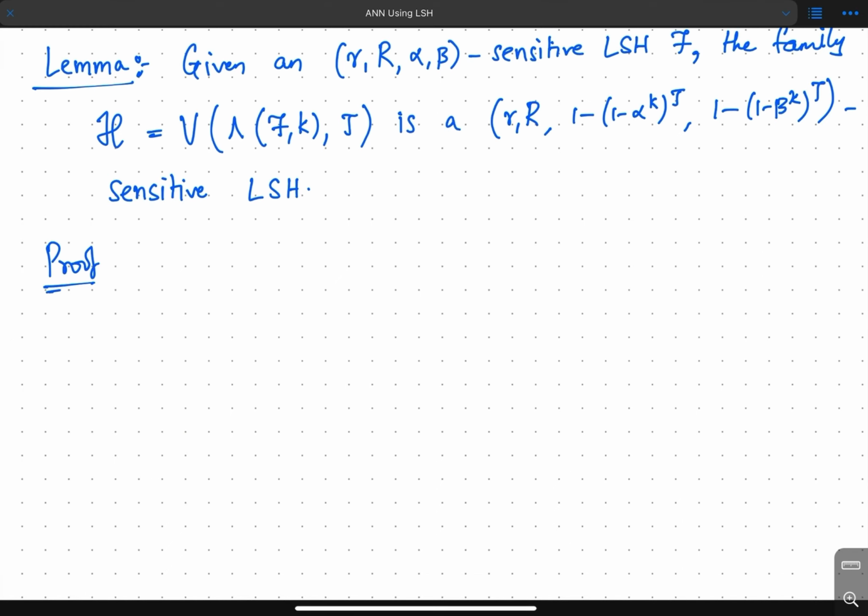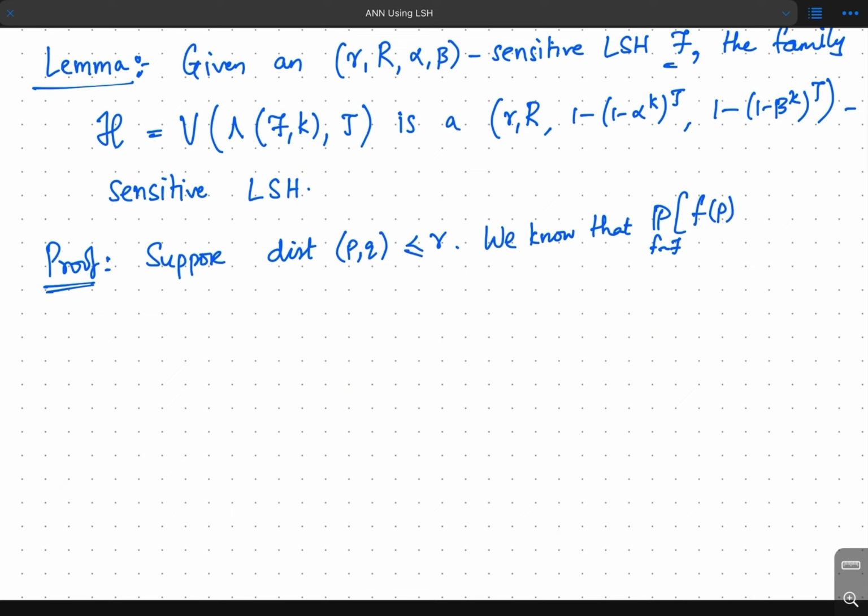The proof is like this. Suppose the distance between P and Q is less than or equal to r, then we know that the probability, when F is sampled from this family capital F, that F of P is equal to F of Q is at least alpha.